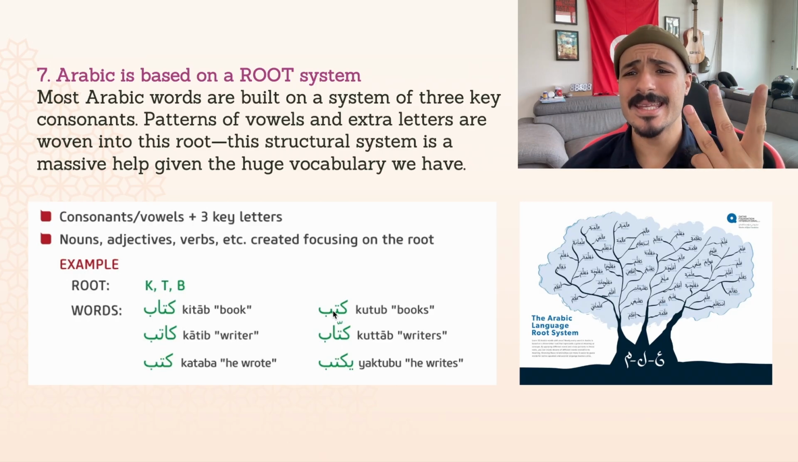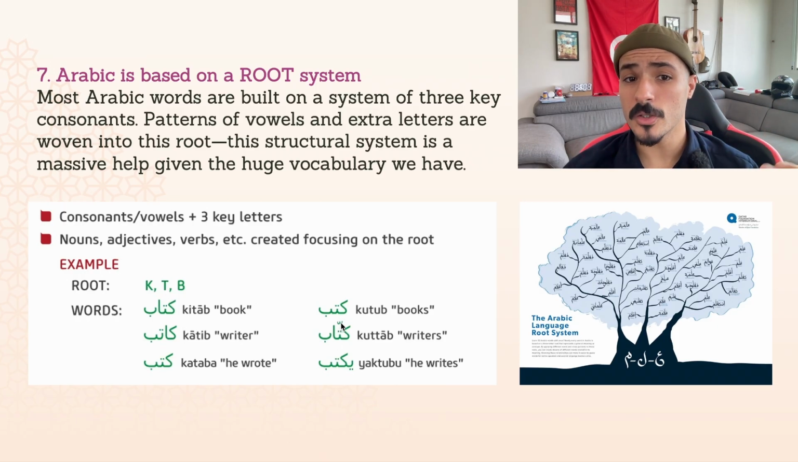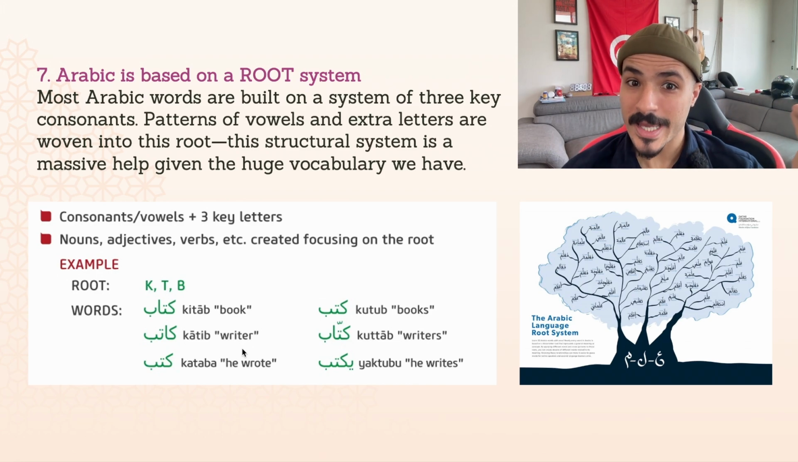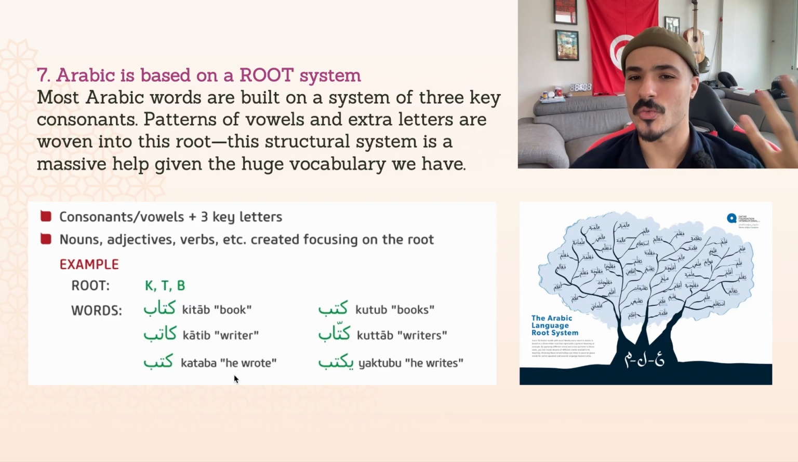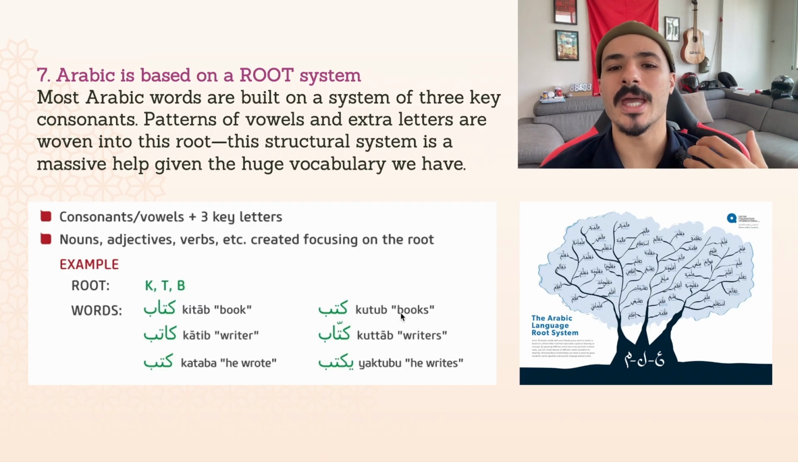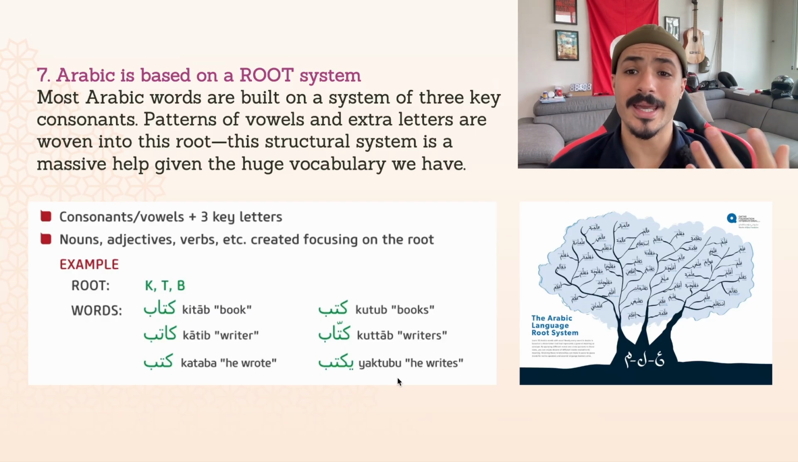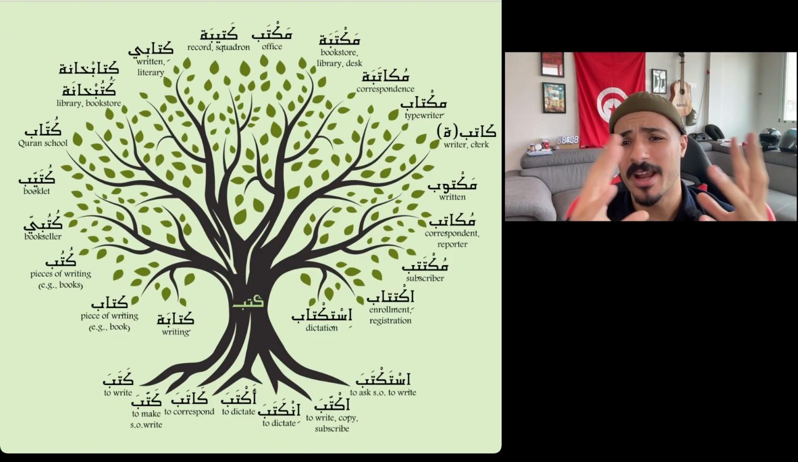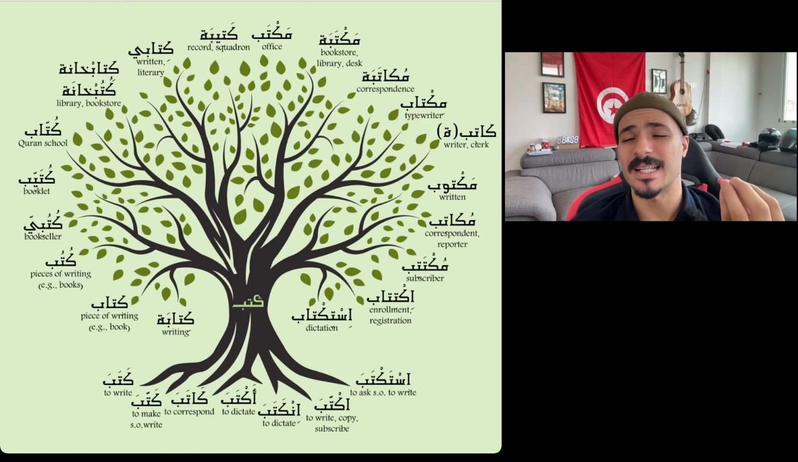Now, to give you a better example, here we have a simple example. The root is KTB, كتب, and from here you can get the word book, kitab, but also you can get the noun writer, katib, but also you can get the verb kataba, to write, he wrote, and also you can get many other things. Now, if you look here, the basic word is kataba, K-T-B, right? And from there, you can expand.